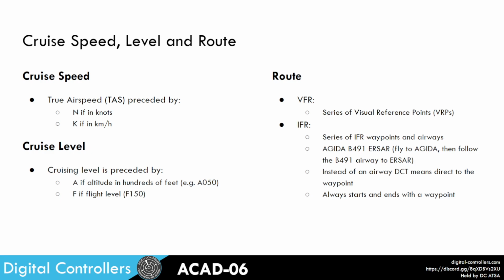So in this example, we have ACAD Bravo 491 to ATSA, where the aircraft will fly to ACAD, and then once passing ACAD, it will follow the Bravo 491 airway all the way to ATSA. Then sometimes instead of an airway, you will have the letters Delta Charlie Tango, which means that the aircraft will be going direct to the waypoint and not following any airway.